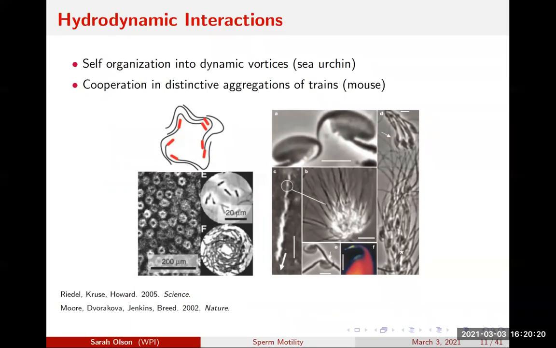And there's been a lot of great experimental studies over the years, as well as some really great modeling work. And so here I'm just highlighting two different motivating studies of sea urchin sperm self-organizing into these dynamic vortices, and then mouse sperm self-organizing into these long trains, where a mouse sperm is say 100 microns and these sperm trains are a millimeter in length. So there's hundreds of sperm there.